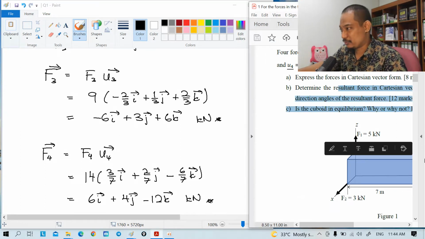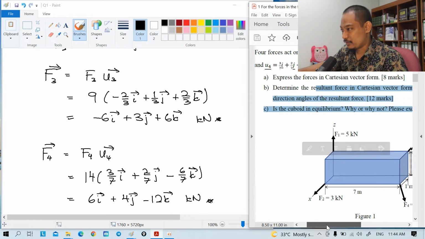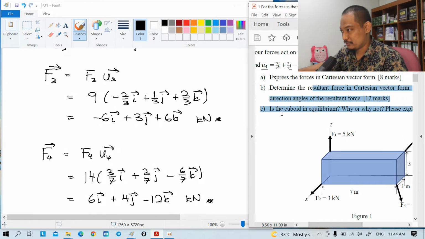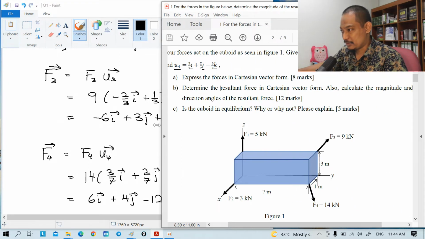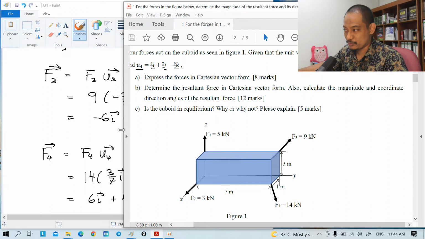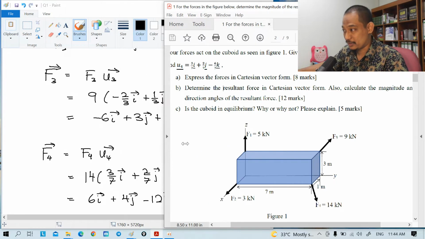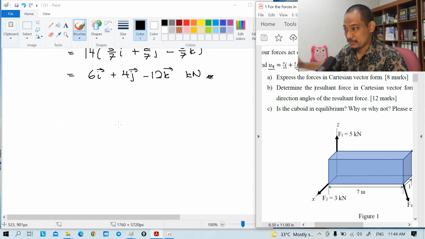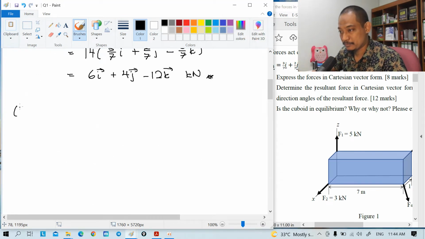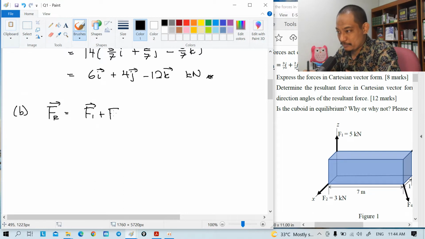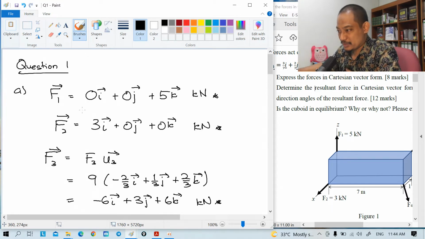Alright, so just to check, for the first question, express the Cartesian vector, we have done that. Second, determine the resultant force in Cartesian vector form, also calculate magnitude and coordinate direction angle. So we have two parts of part B. Part B, one is the vector FR, right? This is straightforward, F1 plus F2 plus F3 plus F4. Simply a summation of those, and we have already expressed them above, so we'll just add all the components.